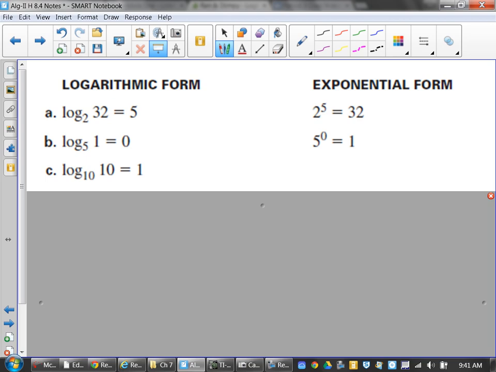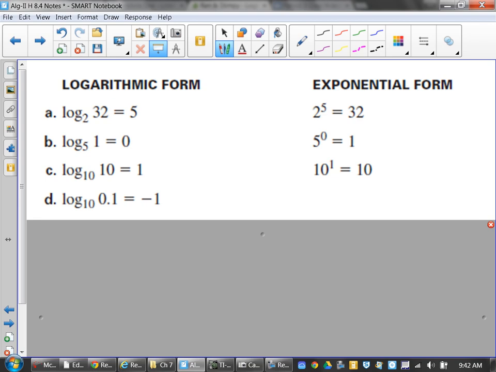Log base 10 of 10. 10 to the first power equals 10. Everybody see how they coincide with one another? Wait, so whatever's on the right side is the exponent? Remember how this works out: b to the x equals y. Log base b of y is x. B to the x is y. Right?